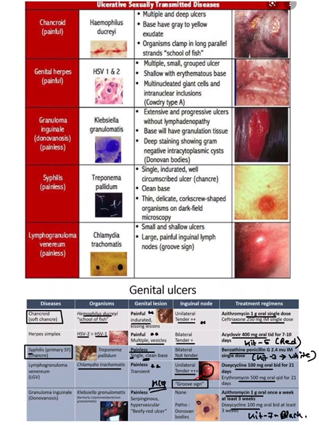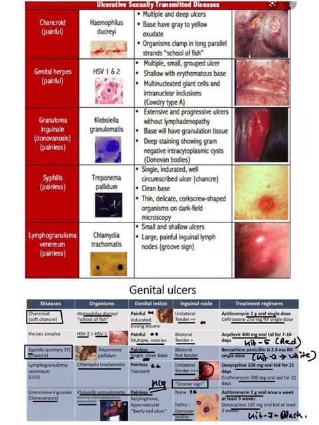Now granuloma inguinale, known as donovanosis. It is caused by Klebsiella granulomatis. Formerly it was previously known as Calymmatobacterium granulomatis. This is painless. I said all three are painless ulcers, but in this there are no lymph nodes. If you do the stain, it shows the presence of Donovan bodies. Treatment, again, is azithro and doxycycline, guys.